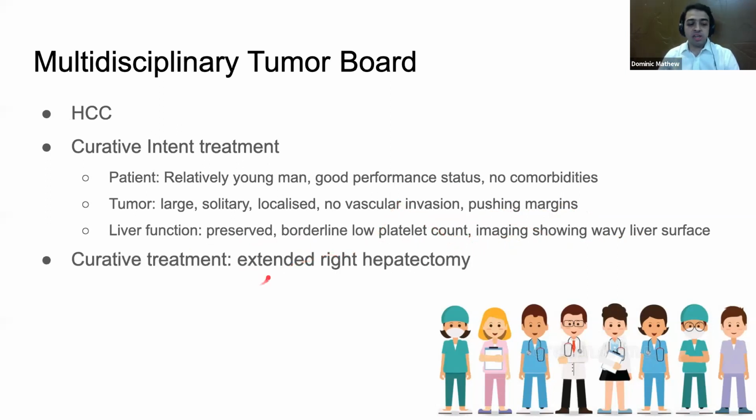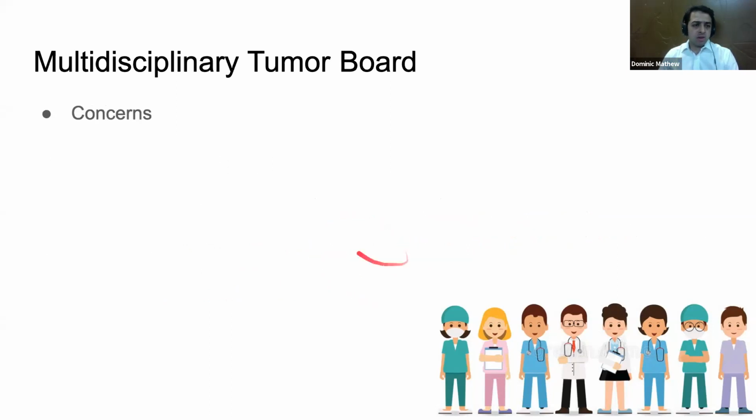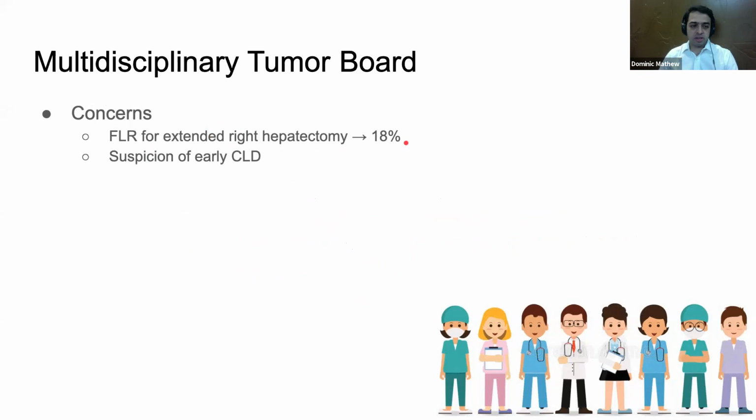So the curative intent treatment in this case would involve an extended right hepatectomy because the MHV was stretched and segment 4 was compressed. So our concern in this patient was that the FLR for an extended right hepatectomy was only 18%, and we had a suspicion of early CLD. So if we were to go ahead with resection, we would have to augment the FLR before proceeding for resection.